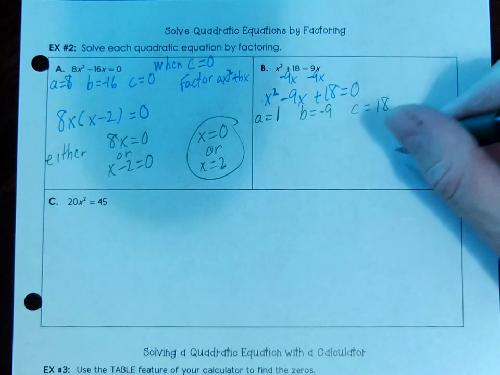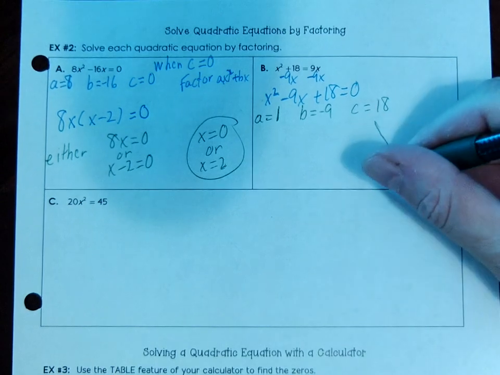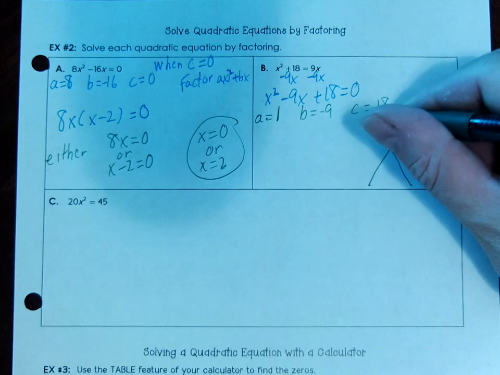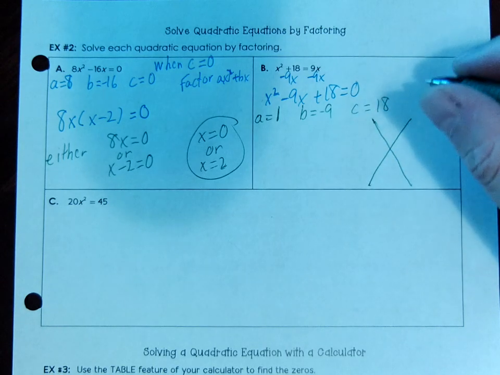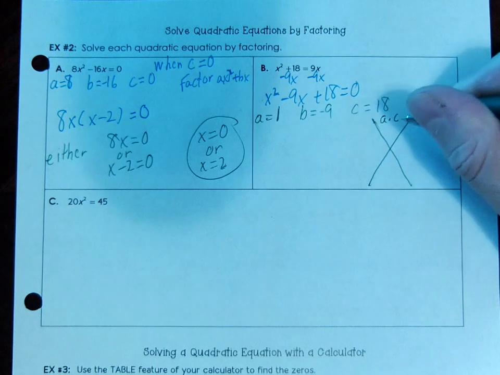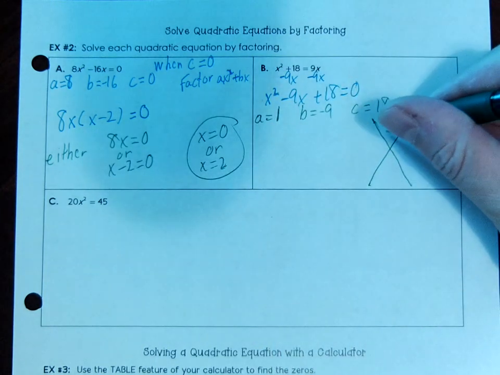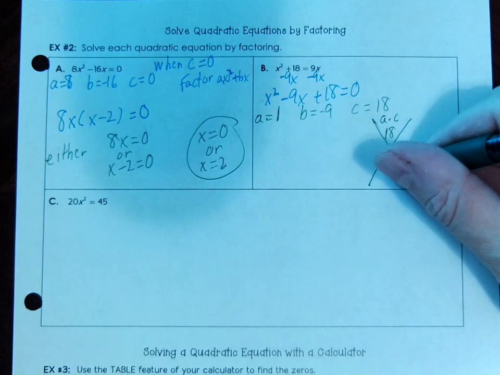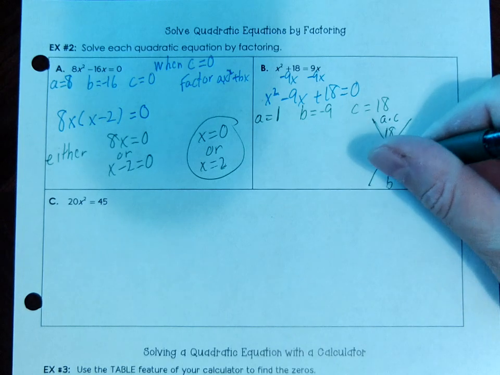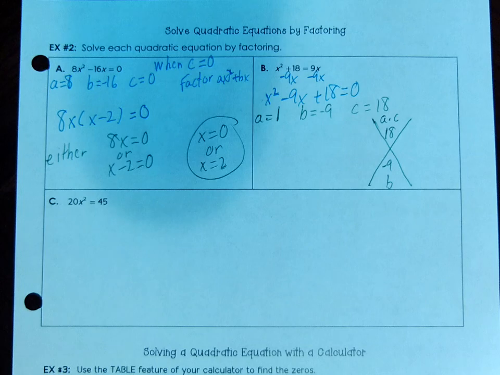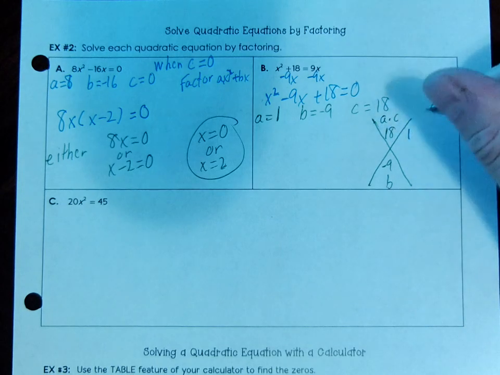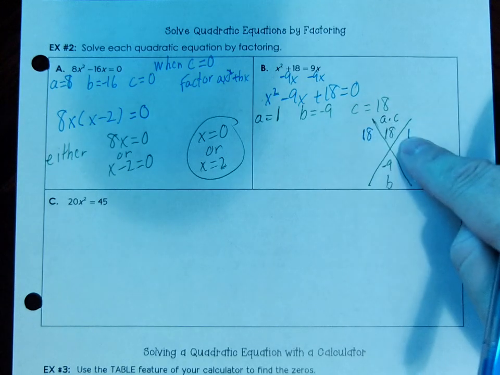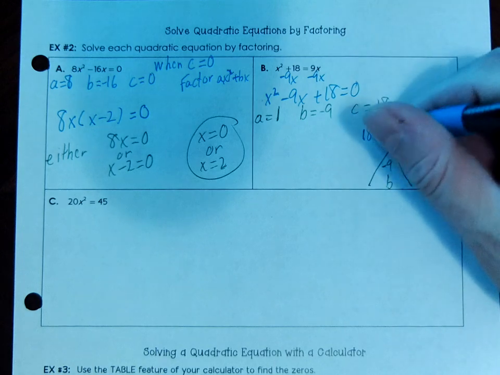So again, for my x factor, or you can call it box factor, there's many different ways to factor. Again, if this is not your preferred method, use your preferred method. So in this top box, I'm going to put a times c, which in this case 1 times 18 is 18. In this bottom box, I'm going to put b, which in this case is negative 9. And then I'm going to start off with my first set of factors, which is always 1. So 1 times 18. So do these add to make negative 9? Well, no, they add to make 19.